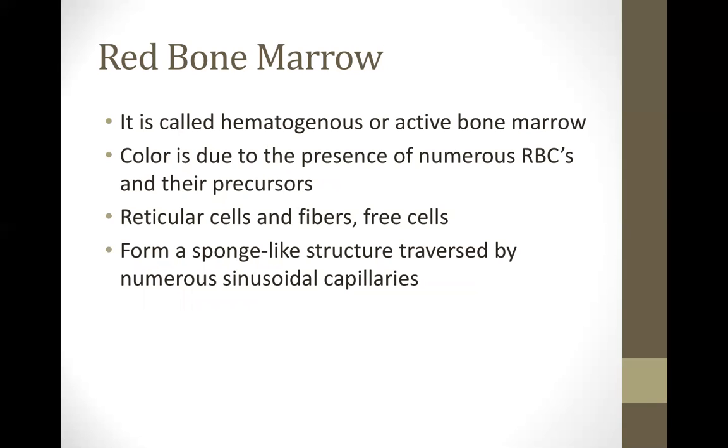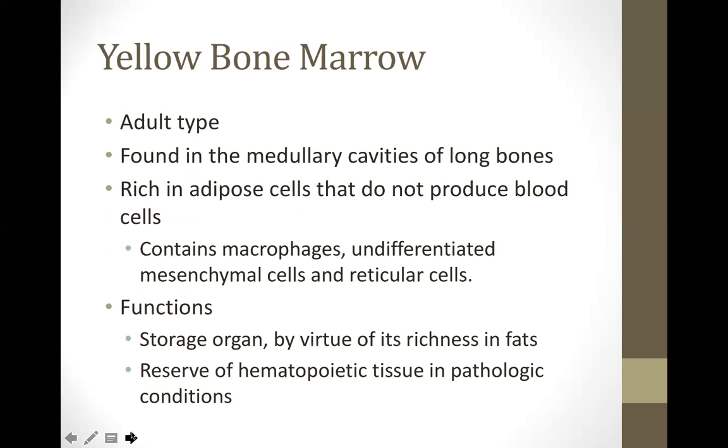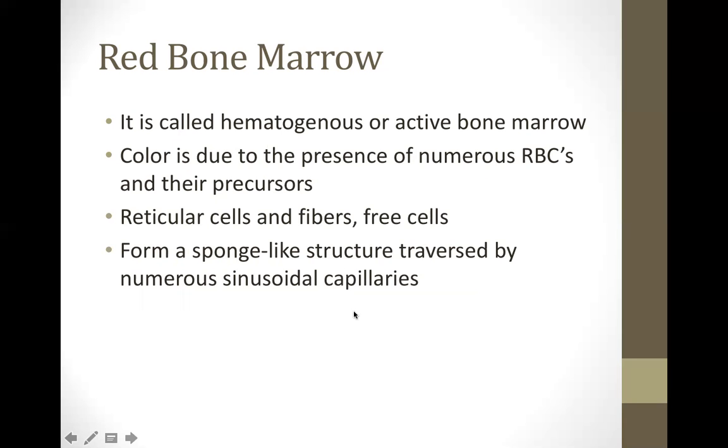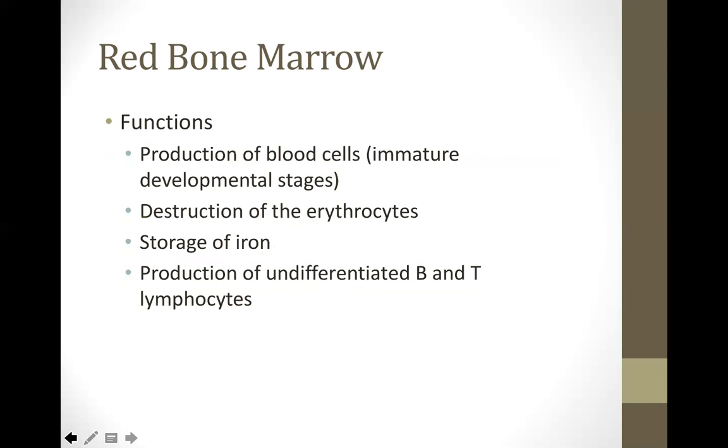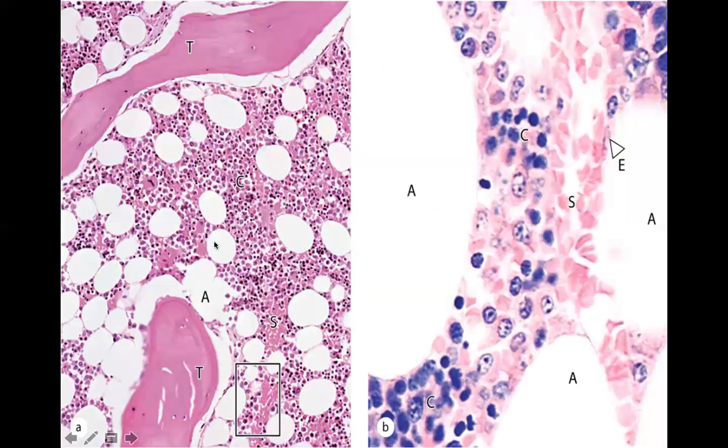At the red bone marrow also, we can find reticular cells and reticular fibers and some free cells. They actually form a sponge-like structure traversed by numerous sinusoidal capillaries. So, sabi nila, ito daw type na to, ito yung bulalo na kinakain natin sa Tagaytay, no? Kaya maraming fats doon. Kasi nga, look at this histology, maraming adipose cells. Doon galing ang blood cell.